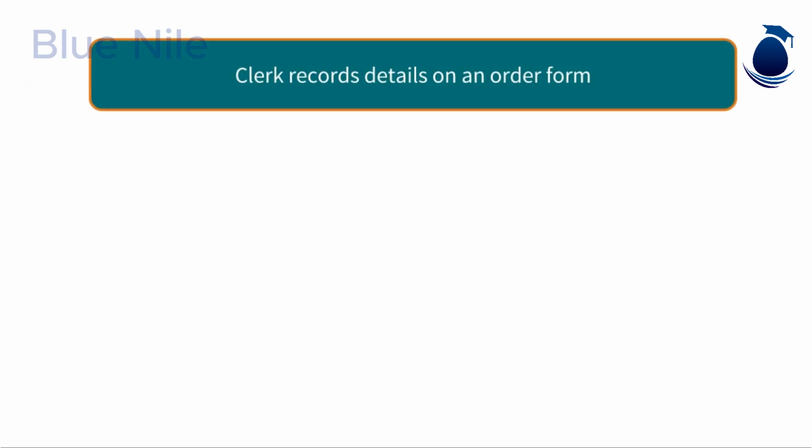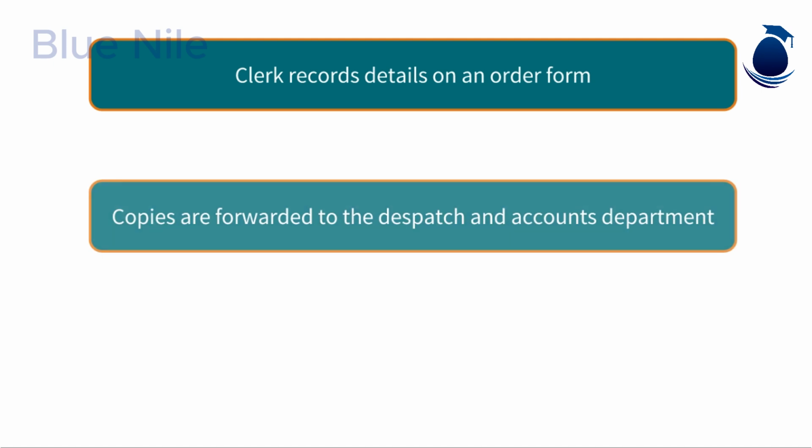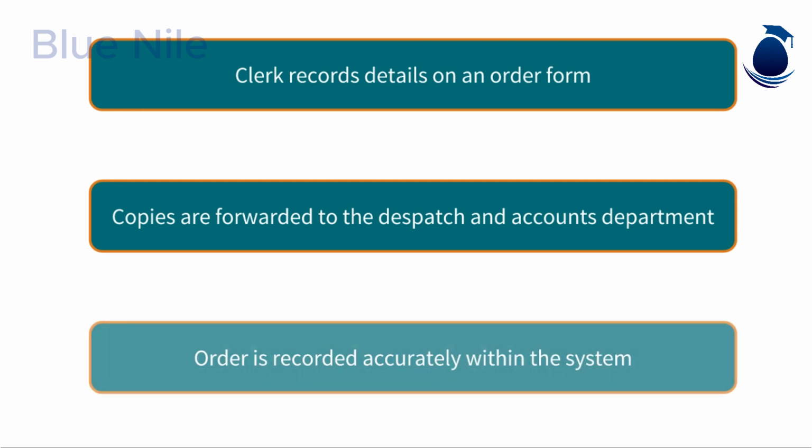Another control further along in the paragraph is that the clerk records details on an order form and copies are forwarded to the dispatch and accounts department. This control of communicating the order detail ensures the order is recorded accurately within the system.